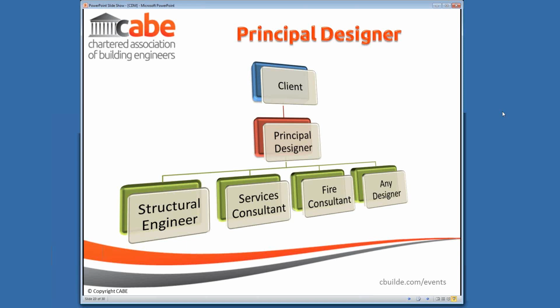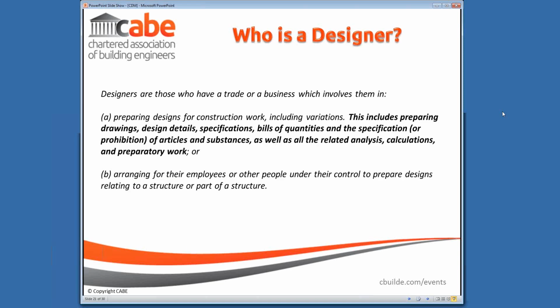So who counts as a designer? It really is anybody in the process who inputs into the design. So it's very broad, and it will include most of the professionals and some of the contractors who are doing design and install type elements. It can even include individuals like town planners and conservation officers.